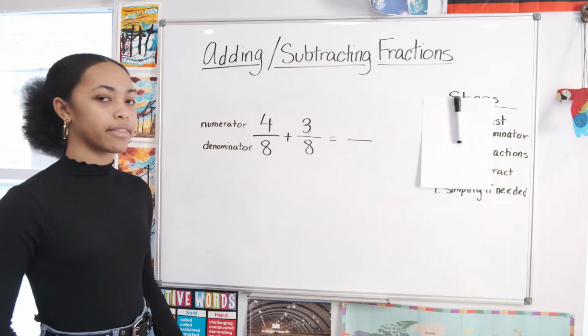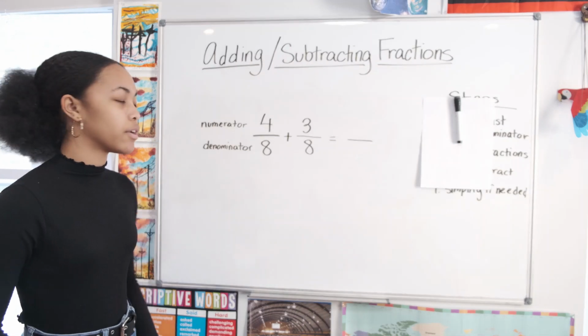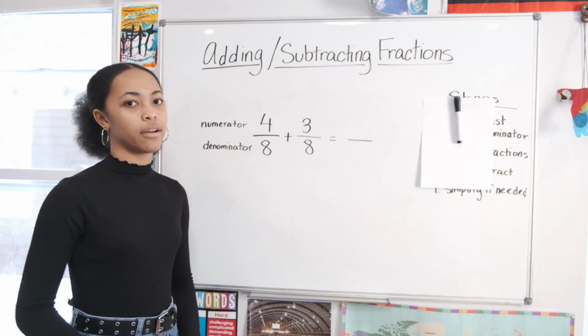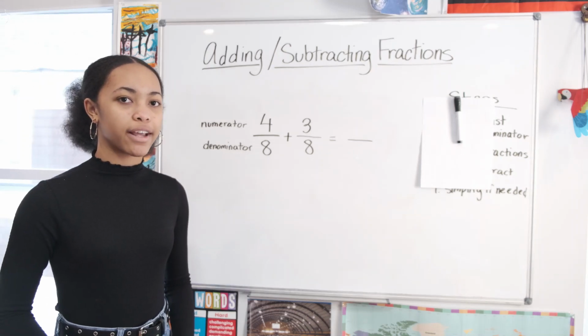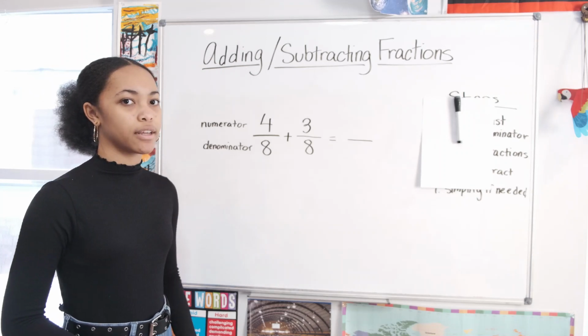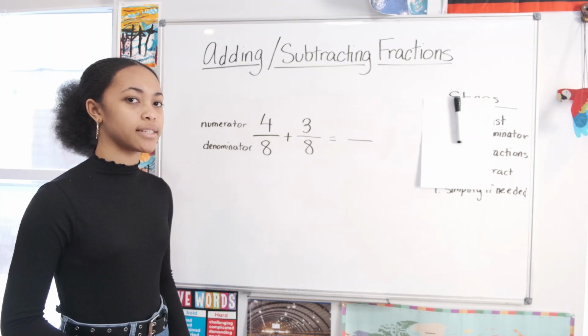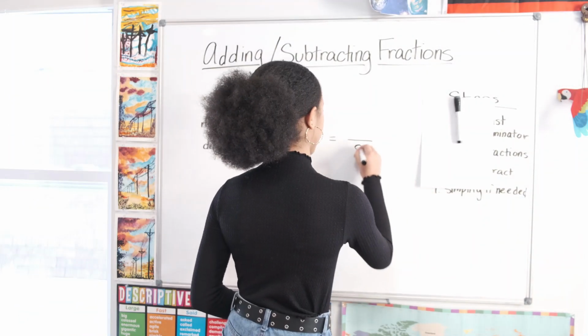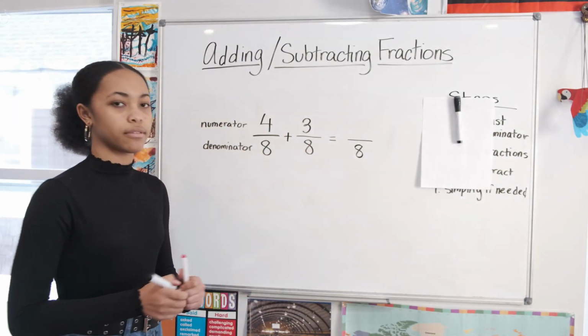Well, let's look at the parts of a fraction first. We have the numerator and we have the denominator. The number one rule when adding or subtracting fractions is to never add your denominators. The denominator always stays the same. So the first thing that we're going to do is write 8 under the fraction sign.